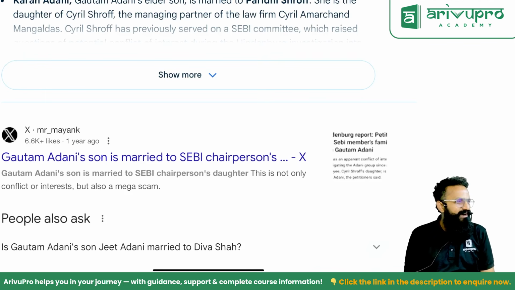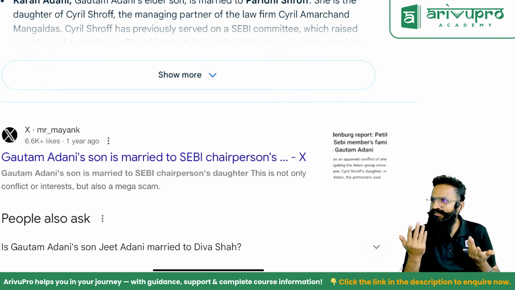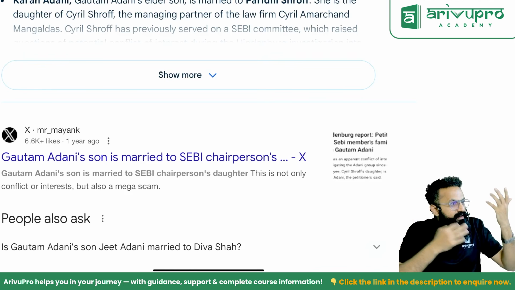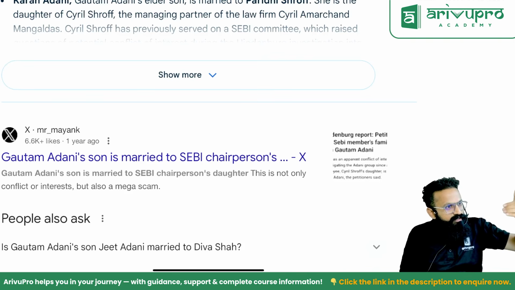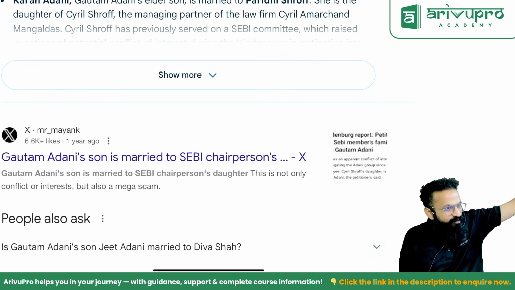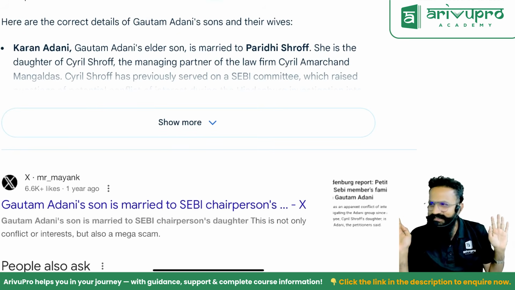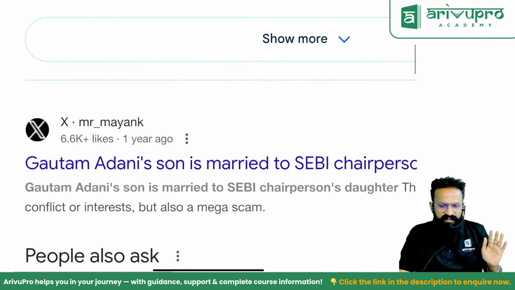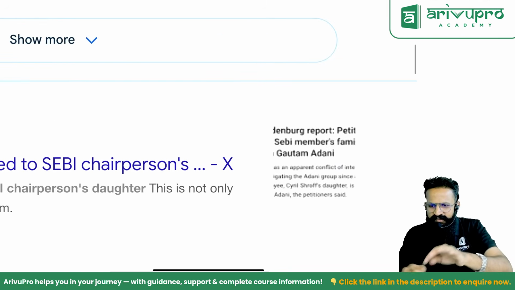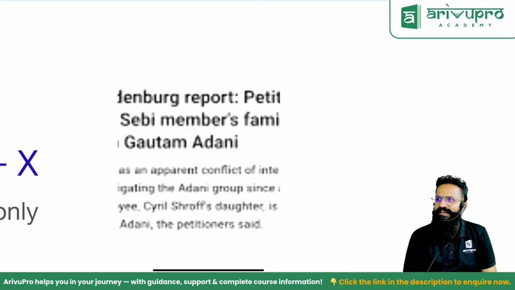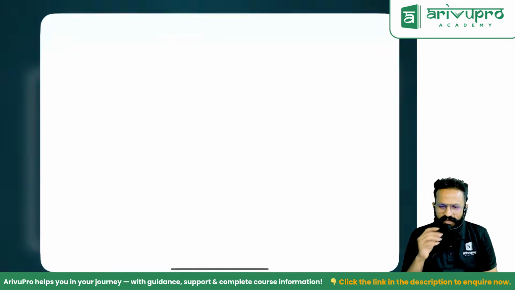People literally started pointing out, what are you guys doing? SEBI, the biggest regulator of the country, the chairperson's daughter has been married to Adani, Gautam Adani's son. The MD of Adani, his son is married to the chairperson of SEBI. I don't know, I'm just giving you facts. I don't know what happened. These are the facts. You can see, the moment I touch this, Gautam Adani, SEBI chairperson, this should come, no? Why is this coming? Hindenburg report did not go forward at all. Something fishy, no? So what happened and all? You guys do your research.